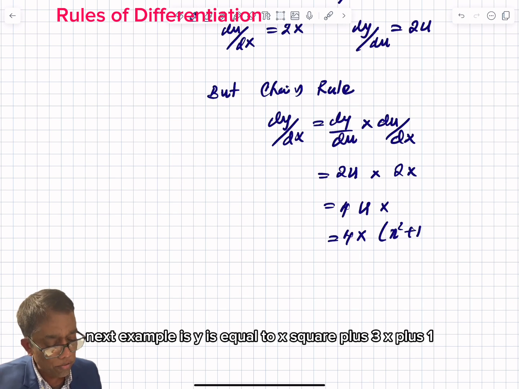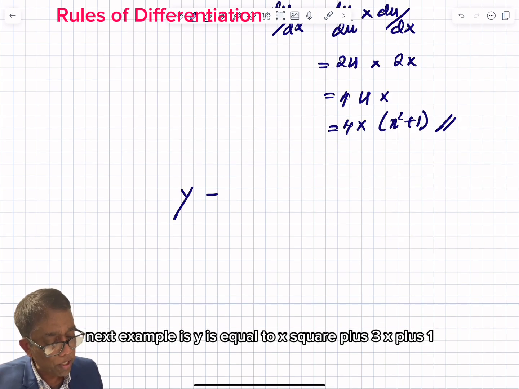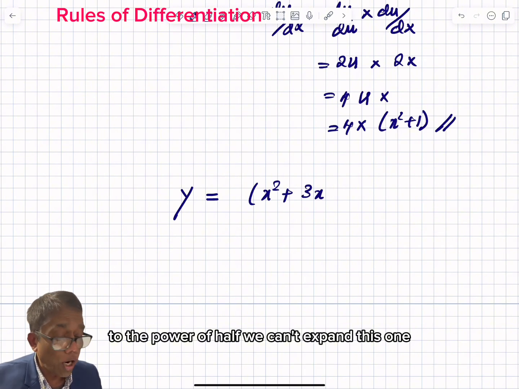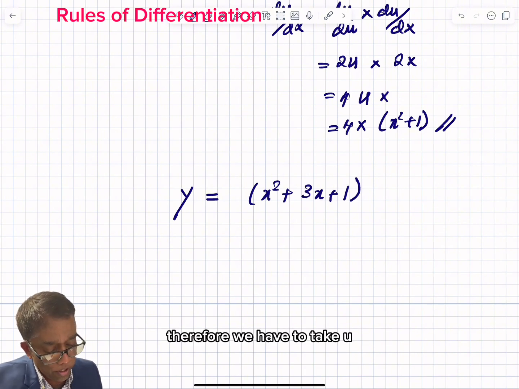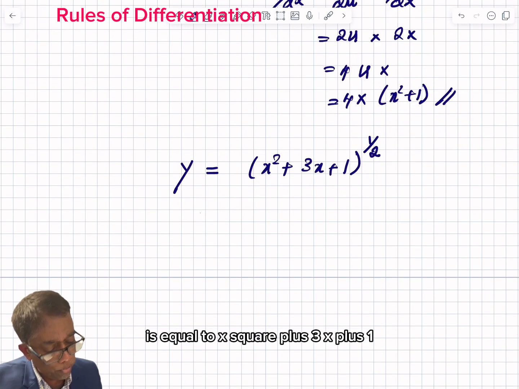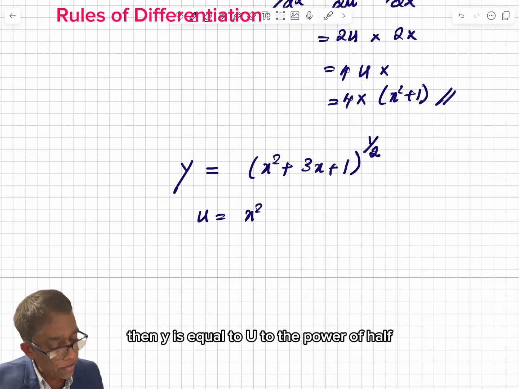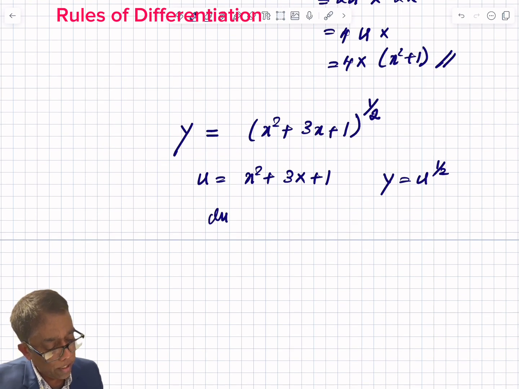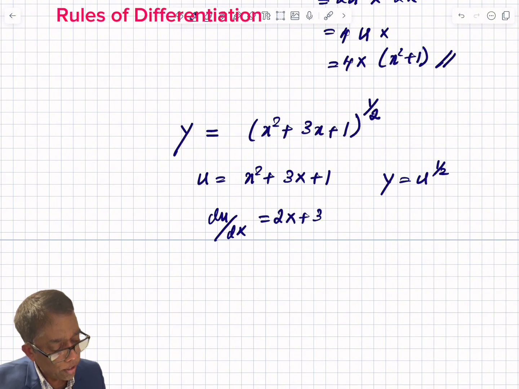Next example is y is equal to x square plus 3x plus 1 to the power of half. We can't expand this one. Therefore, we have to take u is equal to x square plus 3x plus 1. Then y is equal to u to the power of half. What is du on dx? du on dx is 2x plus 3. What is dy on du? Half u to the power of negative half.